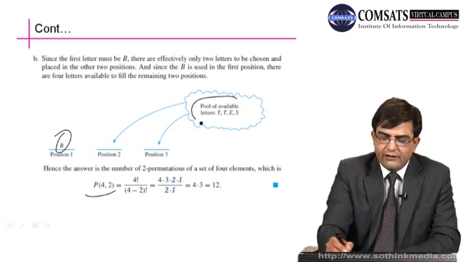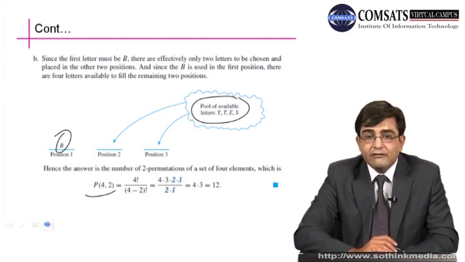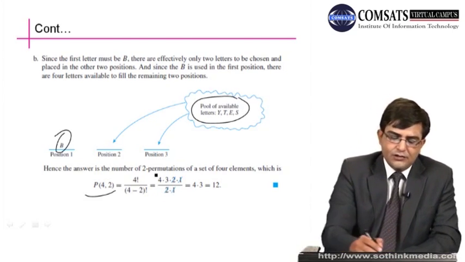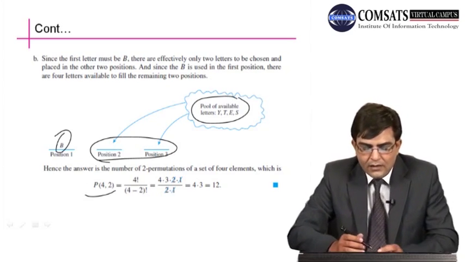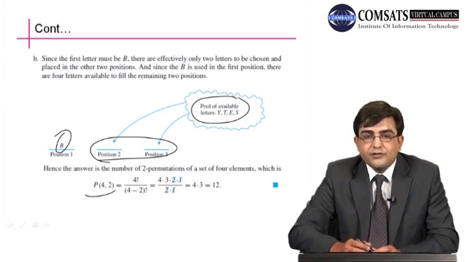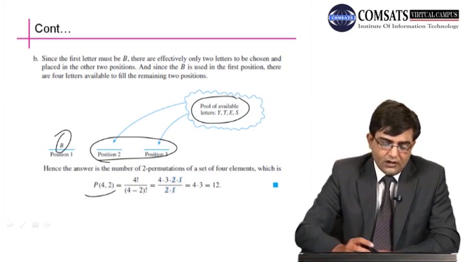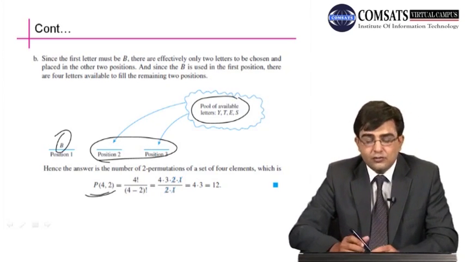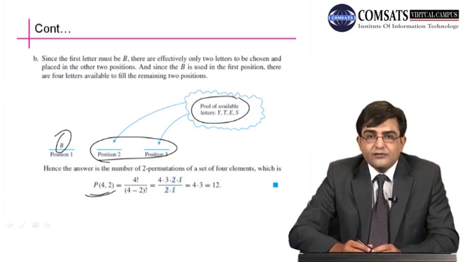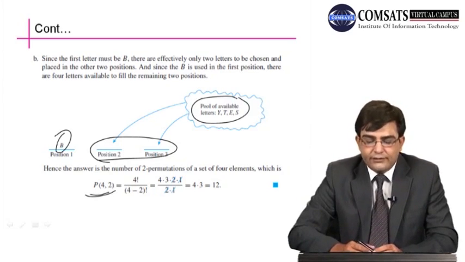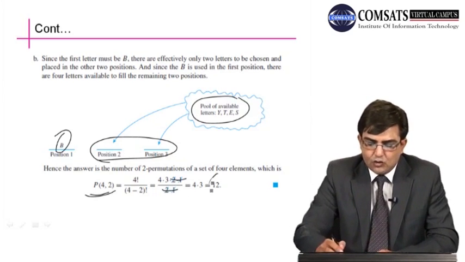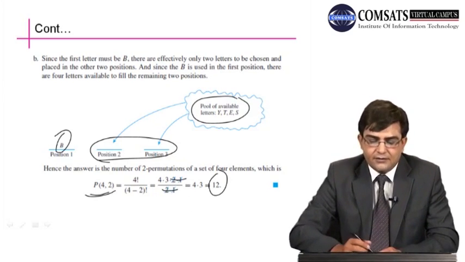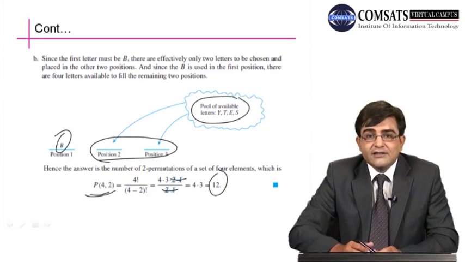Now what are the available letters, which are B, Y, T, E, S, and the positions are basically 2. Here we have to calculate permutations of 2 other letters. So now we have to calculate P of 4 2. P of 4 2 is 4 factorial over 4 minus 2 factorial, which we can simplify easily, which gives us 12 permutations if we fix B at the first position.